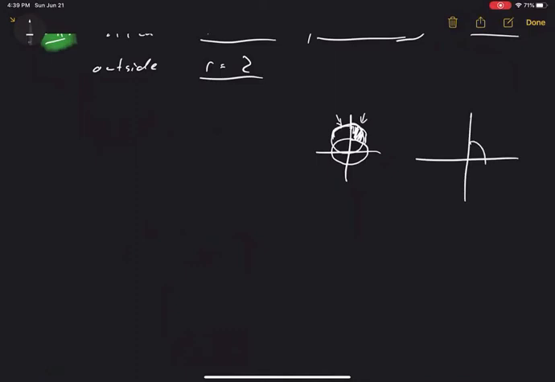Essentially I have these two curves, and I'm looking for this area. What would be my outer curve? What would be my inner curve? This would be my outer curve, and my inner curve is this piece here.